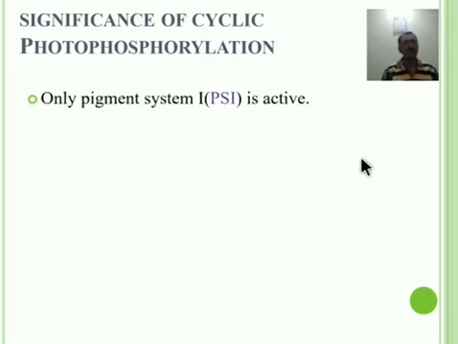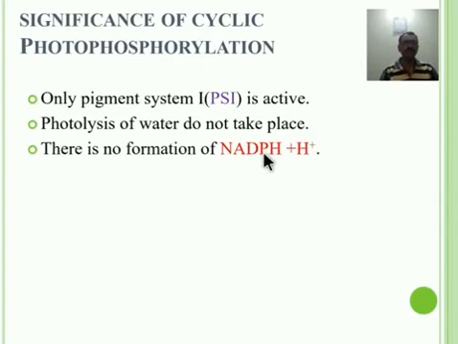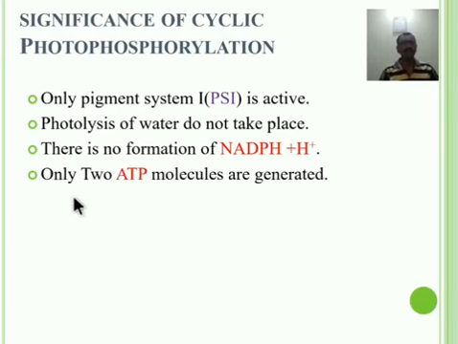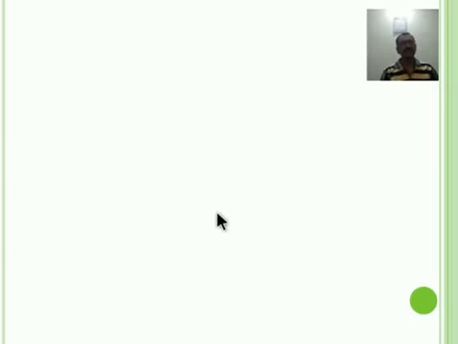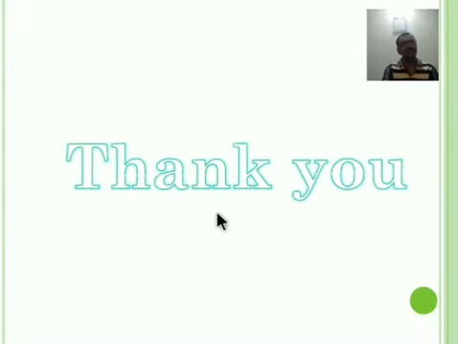First, only one pigment system is active here. Second, photolysis of water does not take place here. Third, there is no formation of NADPH plus here. Only ATP molecules are generated in the cyclic photophosphorylation, and these are some significance of the cyclic photophosphorylation. In this way, this is the second part of our lecture.